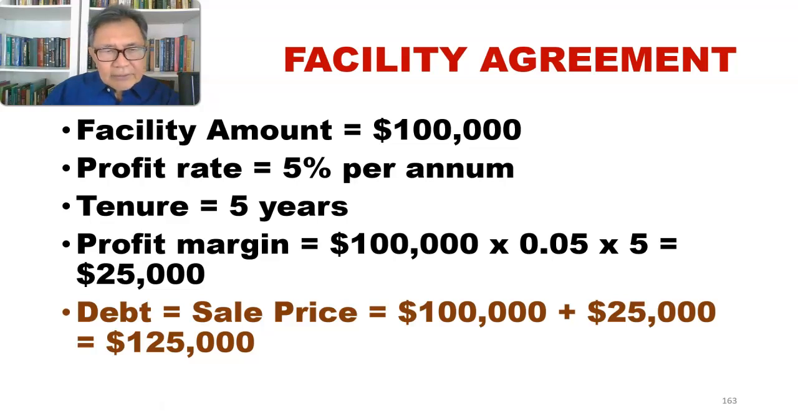So that amount of debt is actually representing the sale price of the CPO, or the crude palm oil, because the Tawaruq is not a loan; it is a sale. So the sale price must be mentioned, or it must be stated in the facility amount, and that would be $125,000. So we will see how the sale price was set up here.